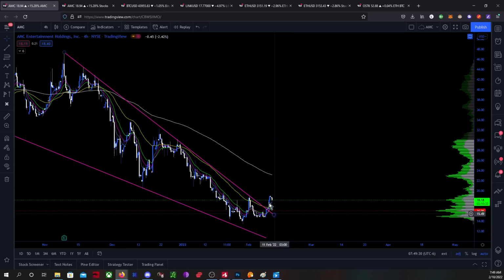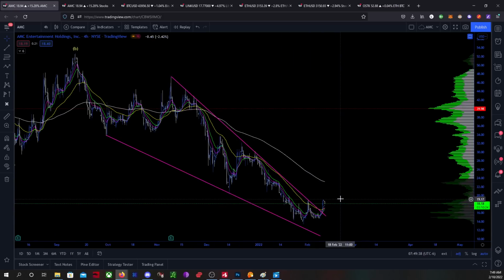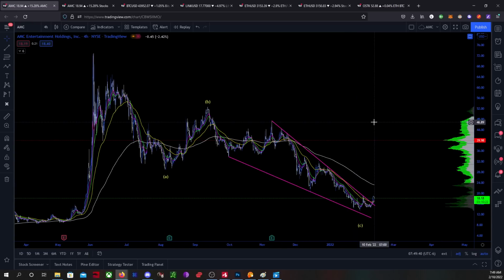It looks very good. A very strong case that we've put in the bottom, and we are going to continue climbing higher from here. So with all of that said, we're just going to have to keep an eye on it, see what it does.